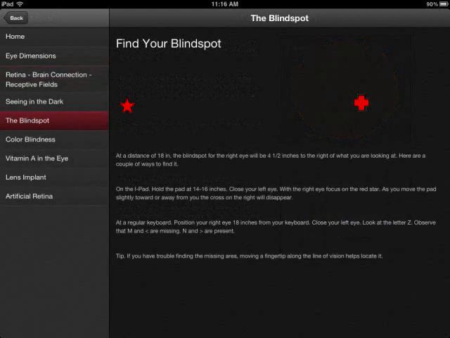Your blind spot. Each eye has a missing area in vision where the optic nerve enters the eye. This shows you how to find your blind spot, which is always a little surprising when something disappears in that unexpected missing area.